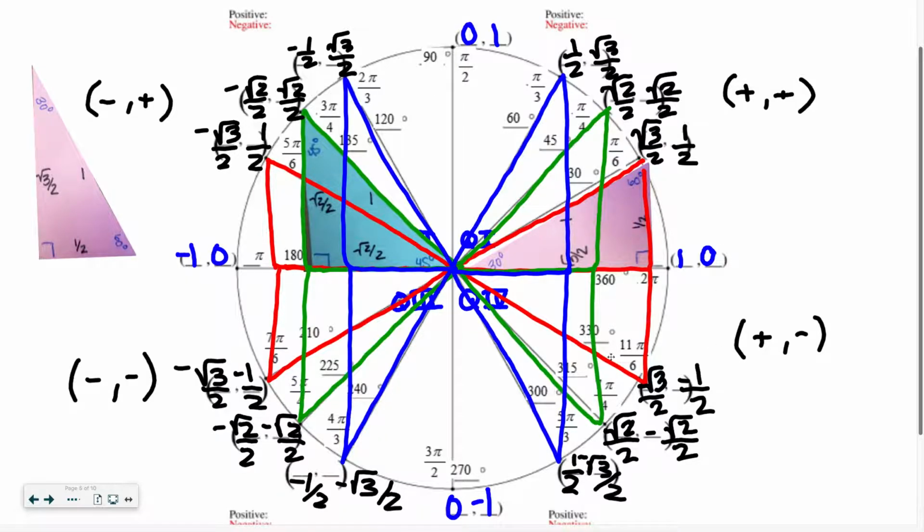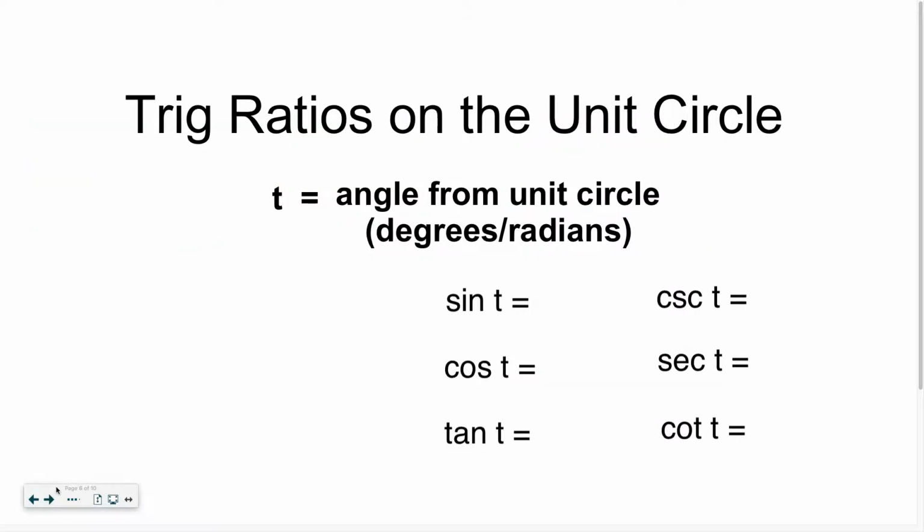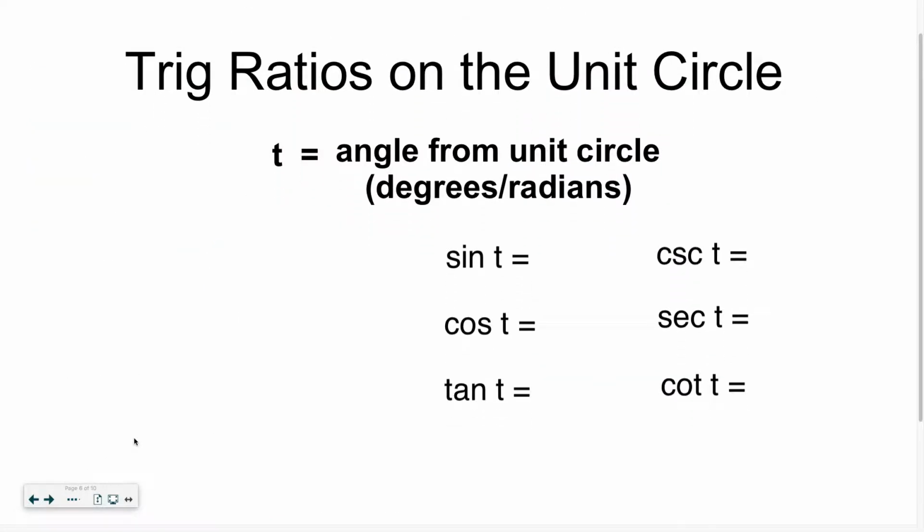Okay, so I'm going to move on, and we're going back to our notebook now. So now we've labeled all these coordinates on the unit circle. Well, why the heck would I ever do that? How is that going to be good for me? Okay, and here it is. We're going to be talking about trig ratios on the unit circle.